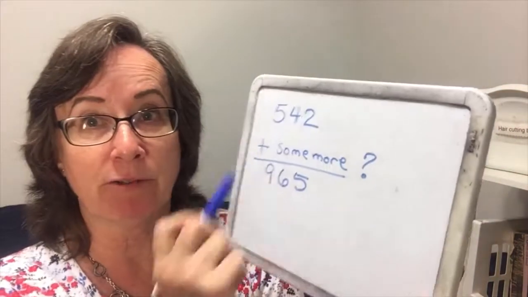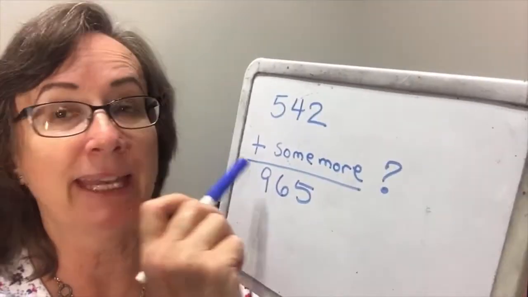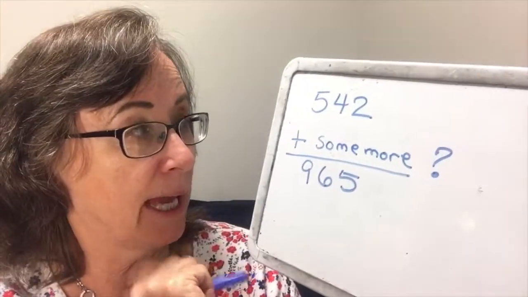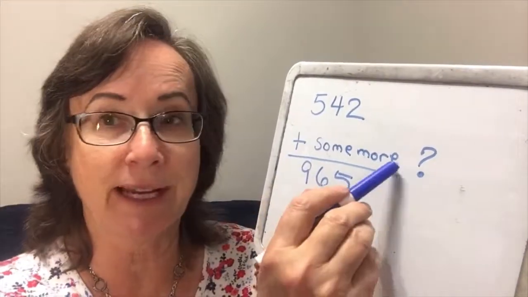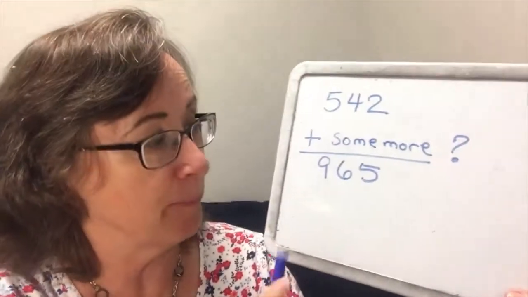So let's look at the 5.4 example. It says George had 542 marbles. Then his friend gave him some marbles. Now he has 965 marbles. How many marbles did his friend give him? Okay, so he started with 542 marbles, and then his friend gave him some more marbles, and now he has 965 marbles. So we have to find out how many did his friend give him.